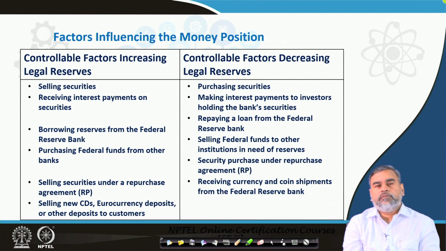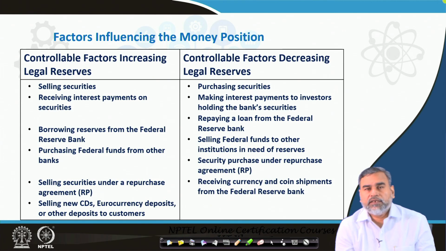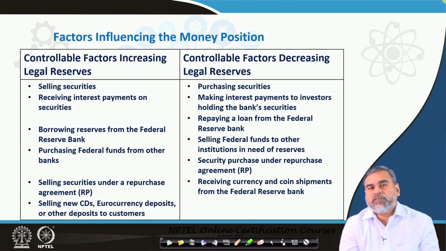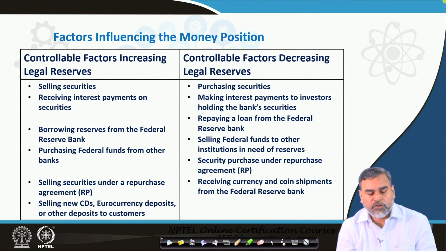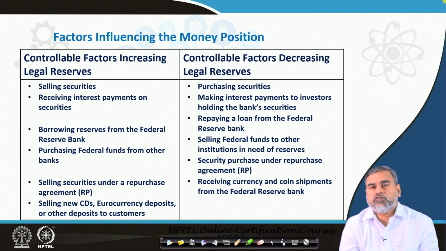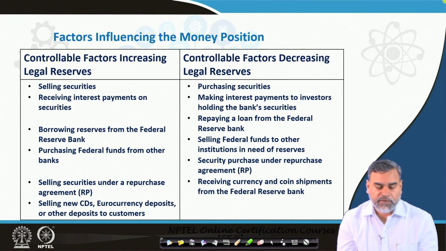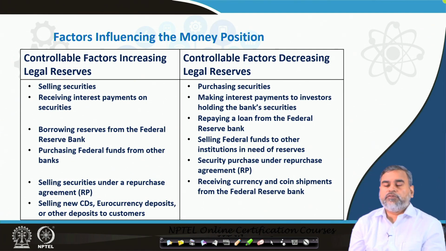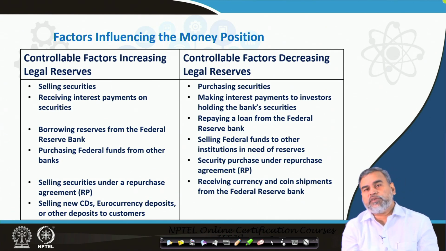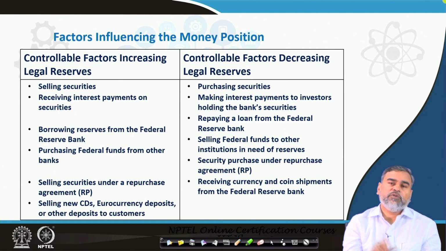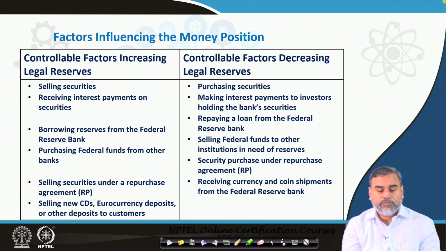Repaying a loan from the Federal Reserve Bank or any other central bank. Whenever you have taken a loan it has to be repaid. If the loan is repaid, then obviously the total money position or money supply position of the commercial banks is going to be disturbed. So, that is why that also has to be controlled. Then selling funds, government funds, to other banks on an overnight basis or a short-term basis also declines the legal reserves, because that affects the total balance sheet, and accordingly the percentage fixed by the regulator to deposit with respect to the legal reserve may change.